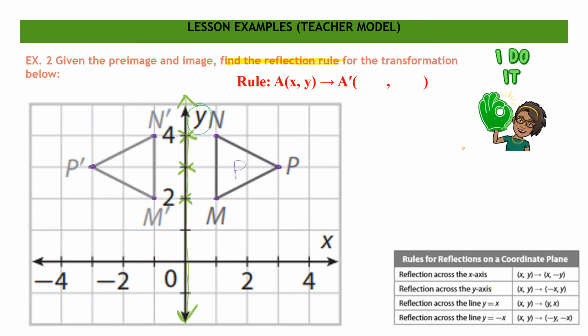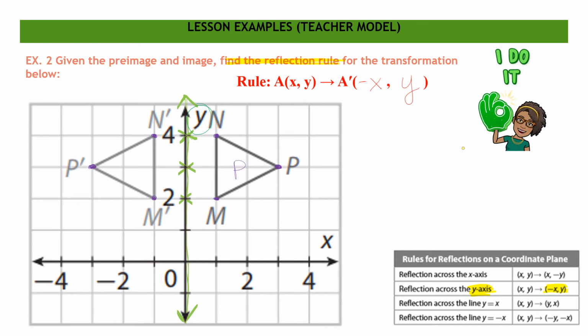And if I come back here to my little cheat sheet here, it tells me that anytime that I am reflecting across the y-axis, I take my points and I do a little change to it. The rule tells me for the line of reflection for the y-axis to take the opposite sign of my x coordinate and then keep my y coordinate the same. So that is my rule for this particular transformation.